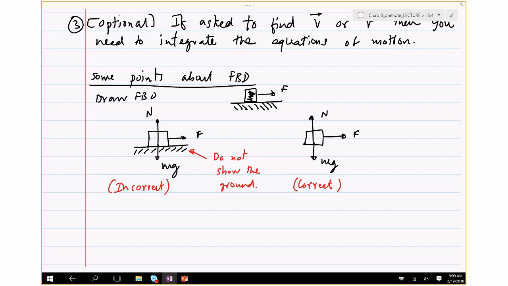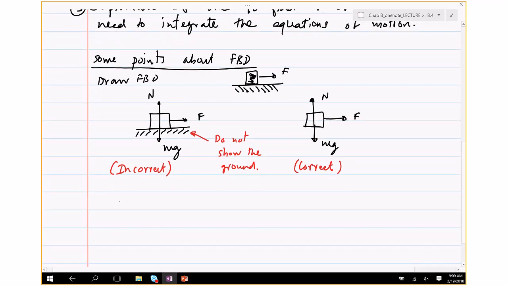So here's another example which illustrates how people draw incorrect free body diagrams. And this is a problem you might see in the homework or in the exam.